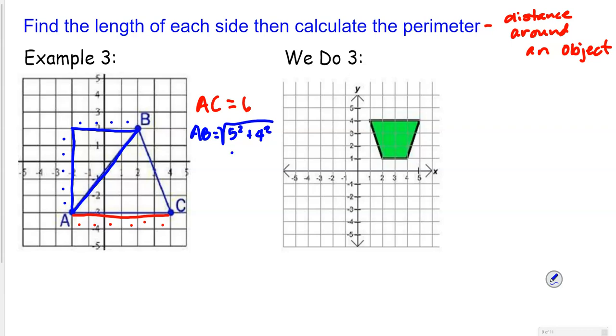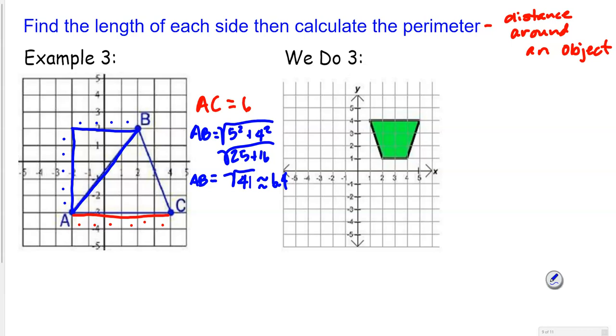So that's going to be 25 plus 16. So pretty sure that's going to be 41. Square root of 41 is equal to AB. And if we were trying to find the perimeter, we need to change that to an actual number. So that's going to be approximately 6.4. We're going to round it to 1 decimal, okay?